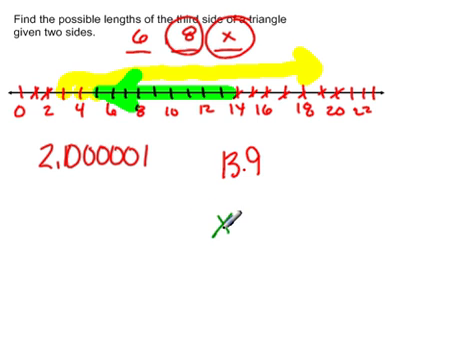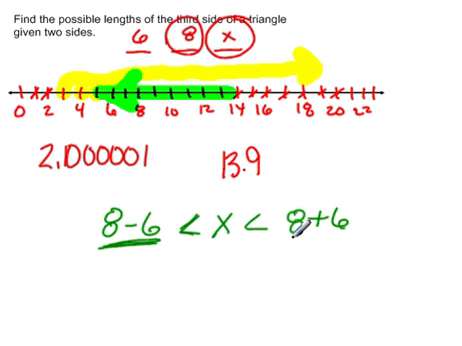So here's the way we actually can work this out. We know we're looking for x. So in order to find x, we're going to say 8 minus 6 is less than x is less than 8 plus 6. So what are we doing? We're taking the difference of the two numbers and the sum of the two numbers, which gives us 2 less than x less than 14.